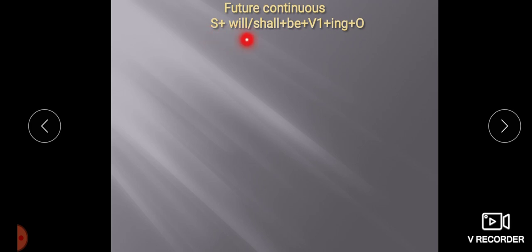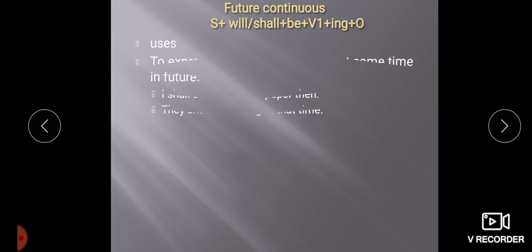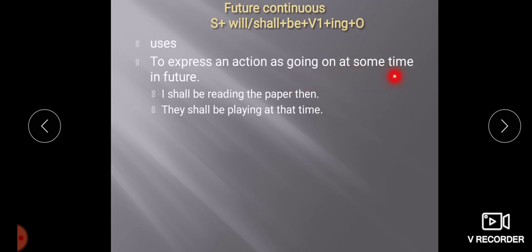Future continuous. Subject plus will or shall plus be plus the ing form of the verb. Uses: to express an action as going on some time in the future. I shall be reading the paper then. So sometime in the future you'll be reading a newspaper. Then they shall be playing at that time. So sometime in the future, at that time, they shall be playing.